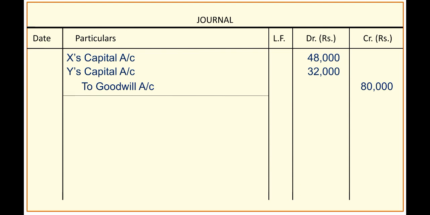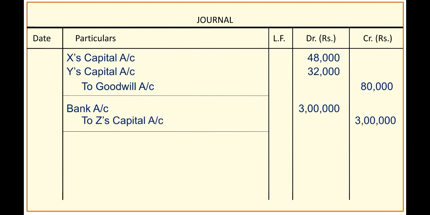From where did we get this? Goodwill is given in the question, 80,000. Then 80,000 into 3 by 5 will go to X, and 80,000 into 2 by 5 will go to Y. Then Z is bringing in 3 lakh rupees. So bank account debit 3 lakh, to Z's capital account 3 lakh. Done. Now the only entries left are for goodwill.